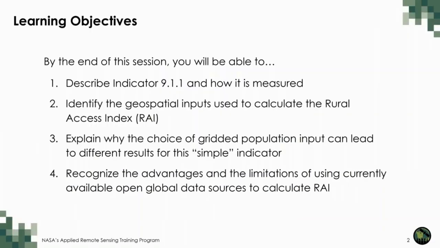At the end of this session, you will be able to describe SDG Indicator 9.1.1 and how it is measured, identify the inputs used to calculate the Rural Access Index, or the RAI, explain why the choice of gridded population input can lead to different results for this simple indicator, and recognize the advantages and limitations of using currently available open global data sources to calculate the RAI.